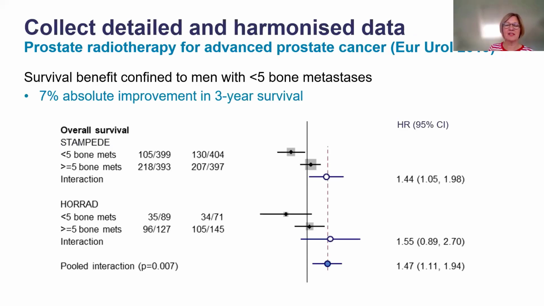What was interesting with this example is there wasn't an overall effect, there wasn't an overall benefit of prostate radiotherapy, but we had collected some results by patient subgroup, and one of them was by the number of bone metastases. Now, the 2 trials classified bone metastases in quite different ways, but we were able to get the data from them so that we could get a compromise with a cut point at less than 5 or greater than or equal to 5 bone metastases.